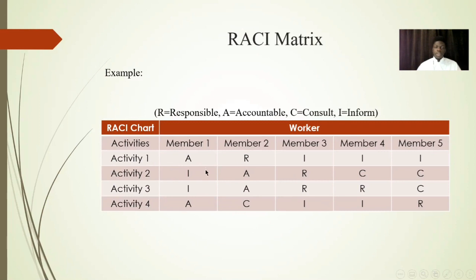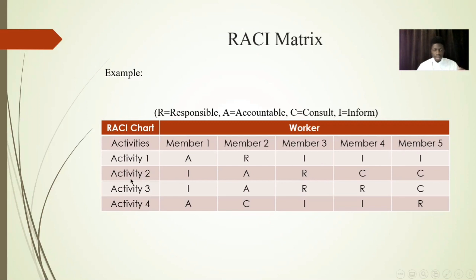Member 2 is responsible, so he is like member 1, but he will give him help. The main person responsible for the activity is the accountable. Member 2 is just going to give him help. And the rest of the members, as you can see for this example, are informed people. So they are only going to be informed about the starting or ending of the activity.